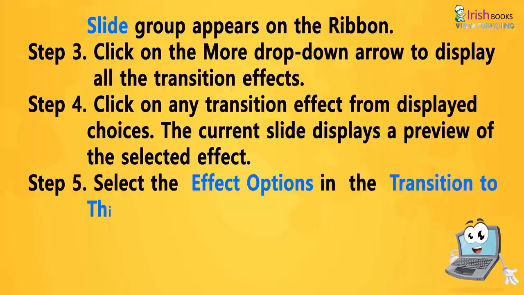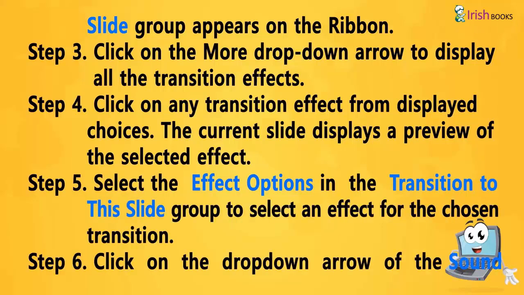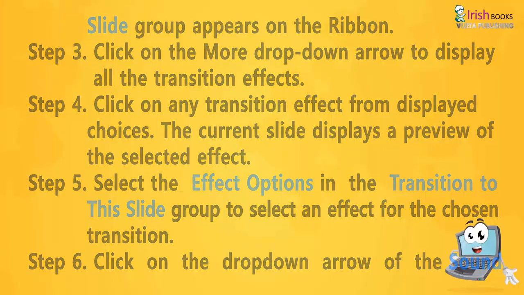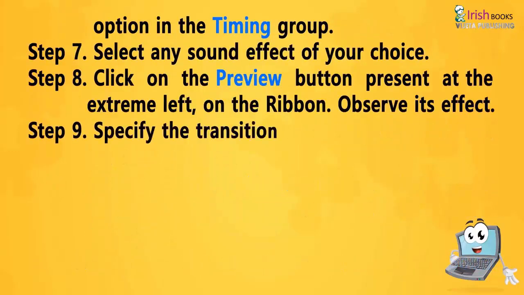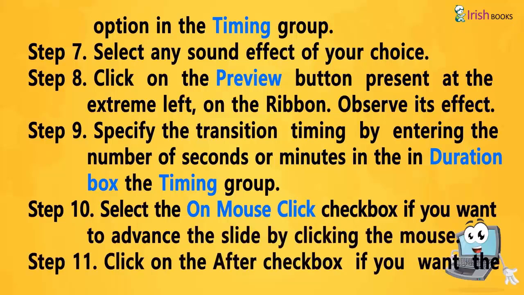Step 3. Click on the More drop-down arrow to display all the transition effects. Step 4. Click on any transition effect from the displayed choices. The current slide displays a preview of the selected effect. Step 5. Select the effect options in the Transition to This Slide group to select an effect for the chosen transition. Step 6. Click on the drop-down arrow of the Sound option in the Timing group. Step 7. Select any sound effect of your choice.